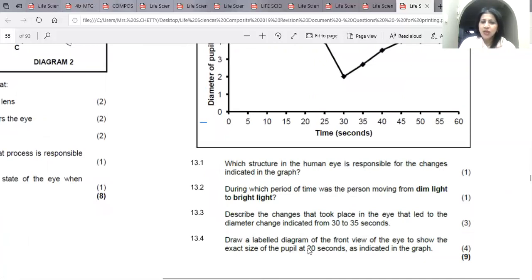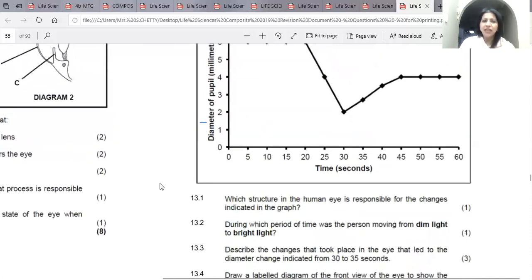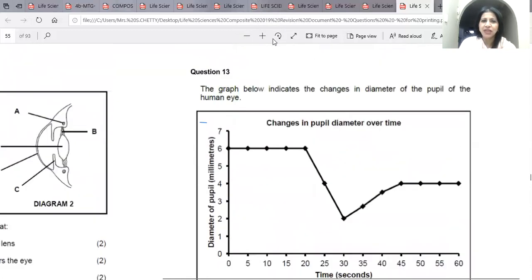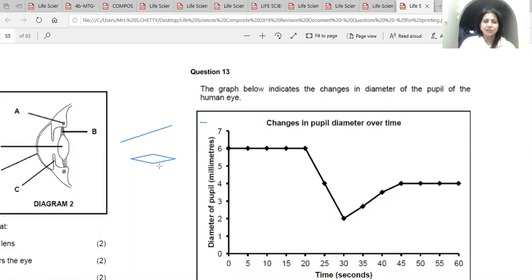3 marks. Draw a labelled diagram of the front view of the eye to show the exact size of the pupil at 20 seconds. Front view of the eye, my darlings, let's try drawing the front view of the eye. Of course my drawing would be horrendous, but it's okay. We're trying to get a curve, so let's go back. We're not getting a curve there. Okay, so if that is the front view of the eye, it's not going to be like that in the nose. Let me just take that eraser.